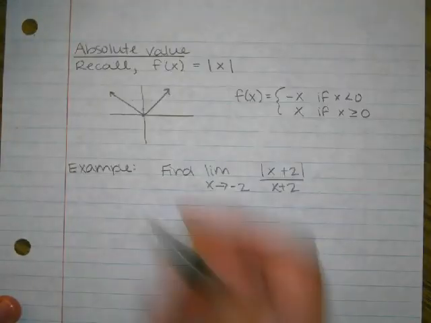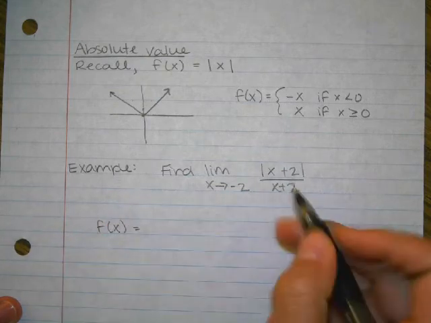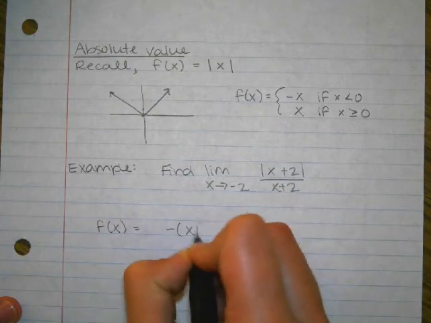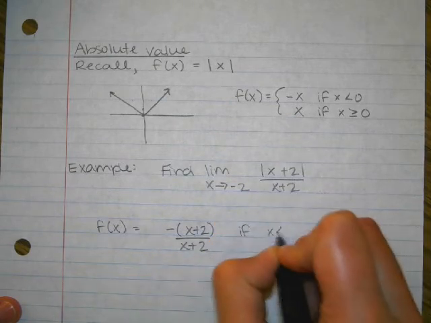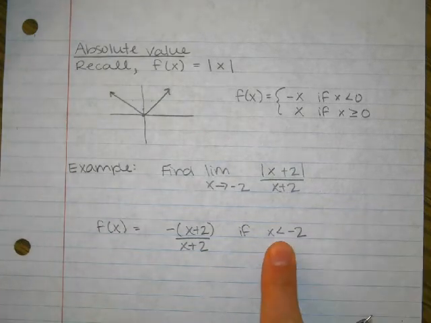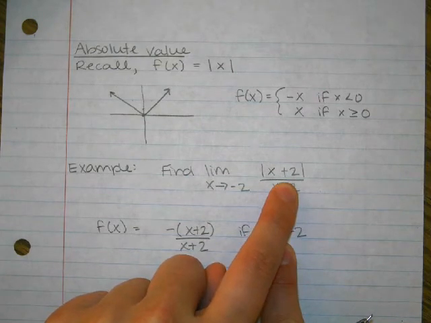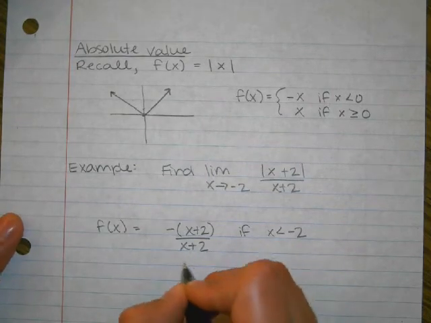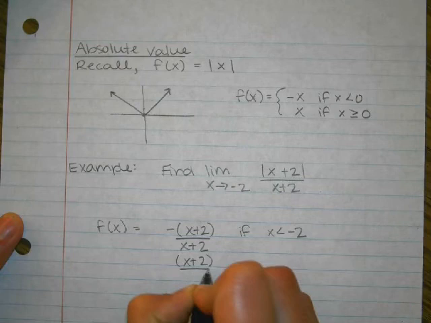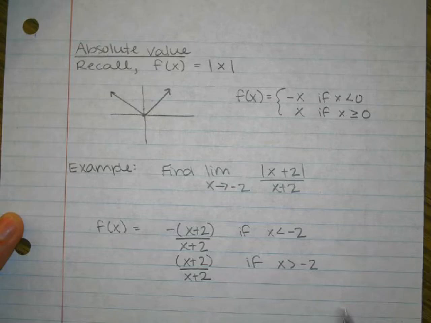So what I'm going to go ahead and do is write this as a piecewise function. So I'm going to say f of x is negative of x plus 2 divided by x plus 2 if the x value is less than negative 2. And the reason I know that this is the x value I'm talking about is because that is where the vertex of that absolute value would have been. That's where it's going to switch directions. And then I'm going to say that it would be positive x plus 2 over x plus 2 if x was greater than negative 2. So that's my piecewise function right there.